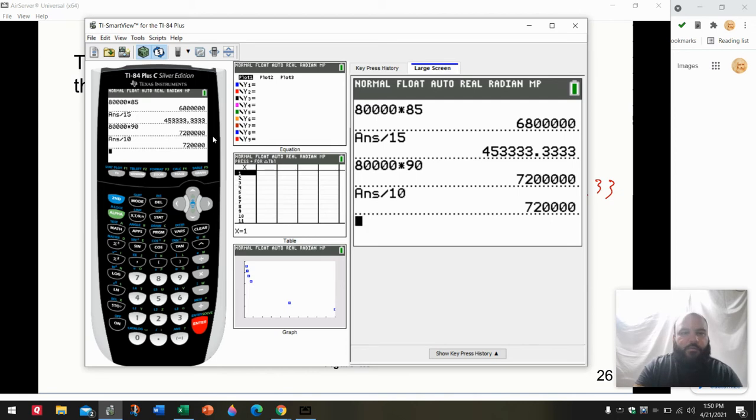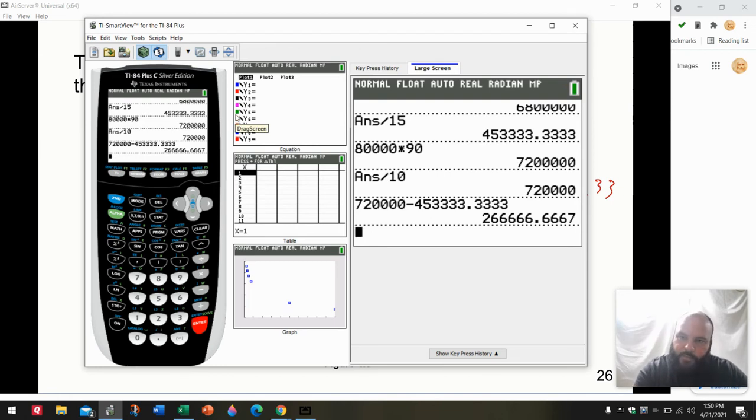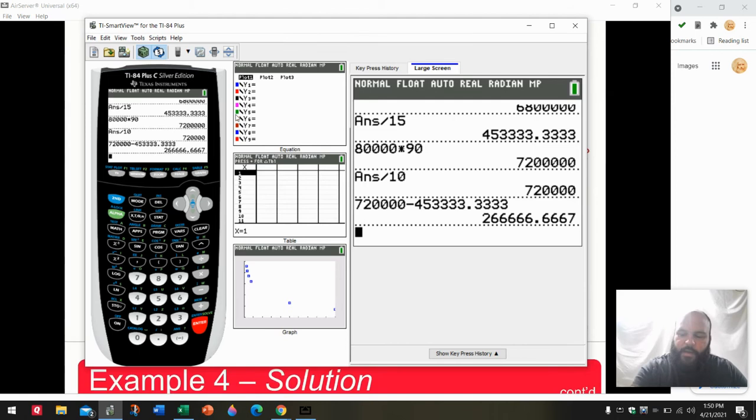So I simply subtract those two numbers. I take 720,000 and I subtract away the 453,000. So I have 720 minus 453, which is equal to, I'm kind of running out of room here, but it's going to be $266,666.67.